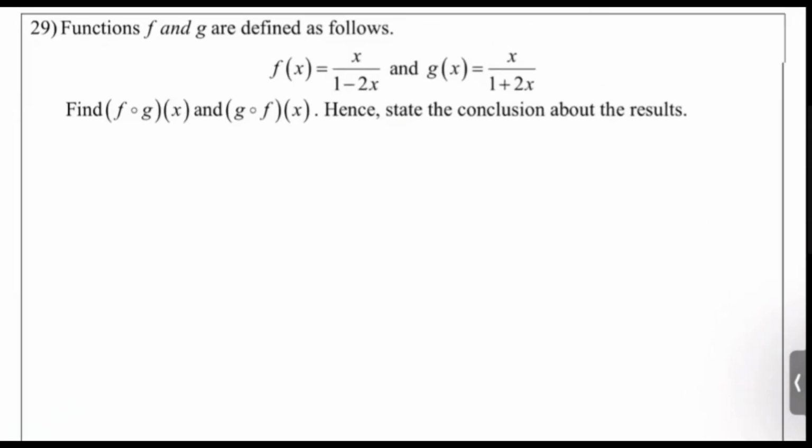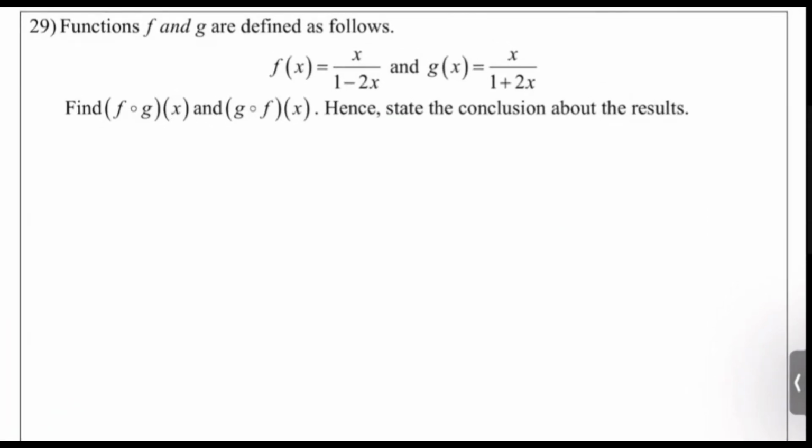let's look at this question. Functions f and g are defined as follows. So f of x is x over 1 minus 2x and g of x is equal to x over 1 plus 2x. Find fg(x) and gf(x), hence state the conclusion about the result. So this one asks us to find the composite function, f composed with g.